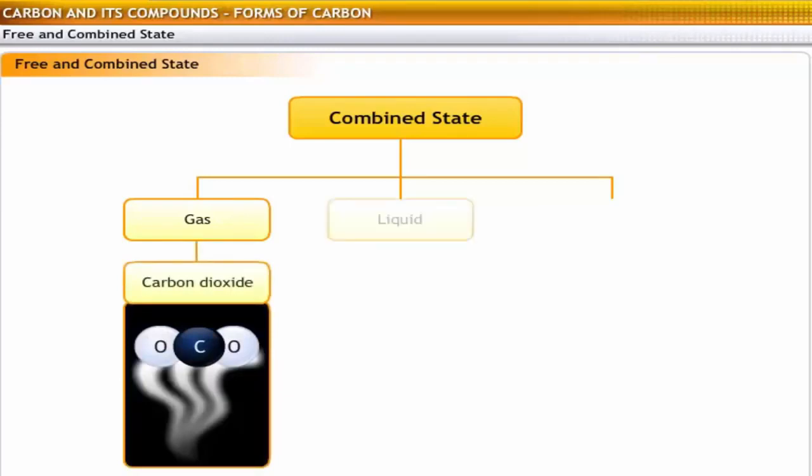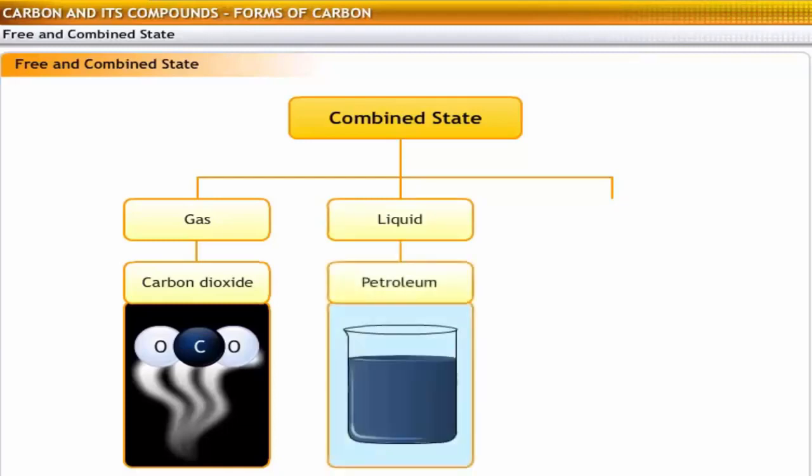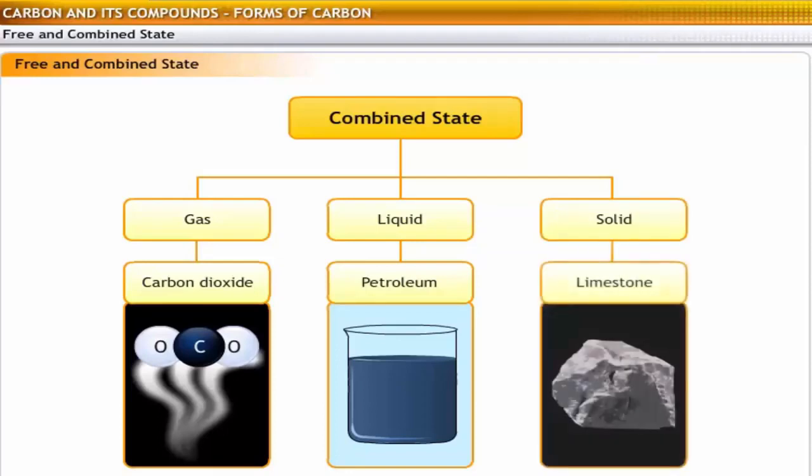Carbon can also take the form of a liquid in the combined state. For example, petroleum and vegetable oils. In the solid form, carbon occurs in ores such as limestone, magnesite, dolomite, and calamine.